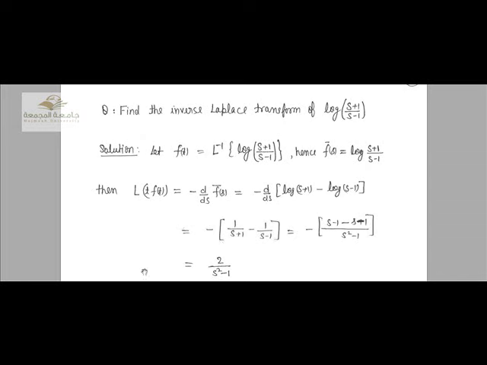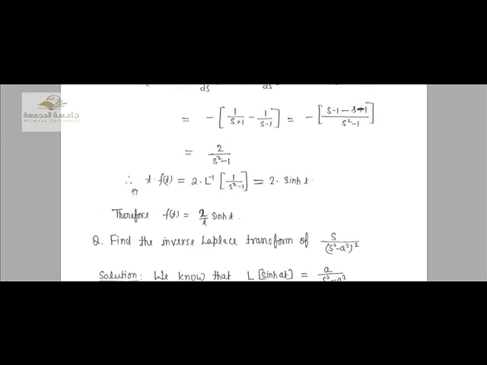And just differentiating this, we get -1/(s+1) + 1/(s-1). This is equal to [-(s-1) + (s+1)]/(s^2-1). So we get 2/(s^2-1). Therefore, t f(t) is equal to 2 L inverse 1/(s^2-1), which is equal to 2 sinh t. Therefore, f(t) = (2/t) sinh t.